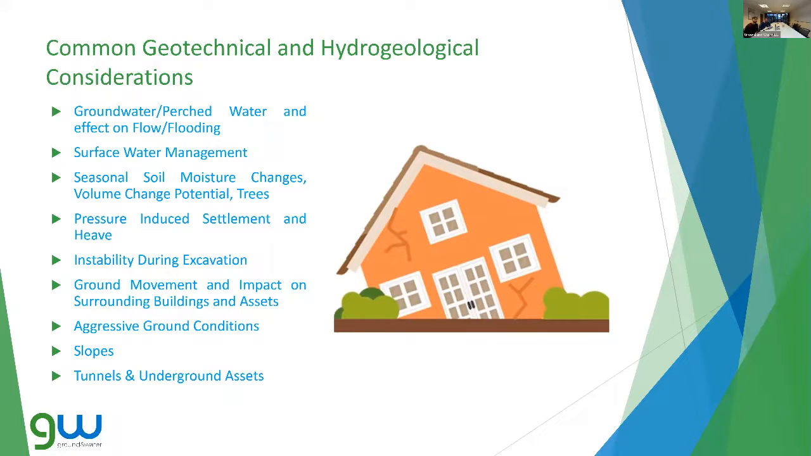Instability during excavations, ground movement, and impact on surrounding buildings and assets. That's a whole separate section, which is the GMA, or the ground movement assessment, and we will touch base on that later on. This is mainly how the surrounding buildings will be affected by the excavation and construction of the basement. You have the usual aggressive ground conditions issues, like sulfate related. You may have a slope, and in London, you do have tunnels and underground assets, which may escalate your project to a different level.